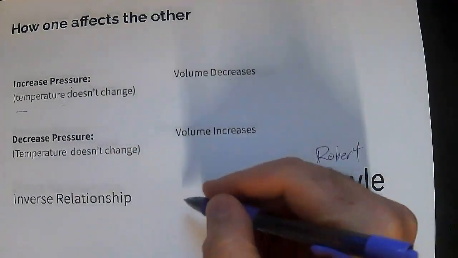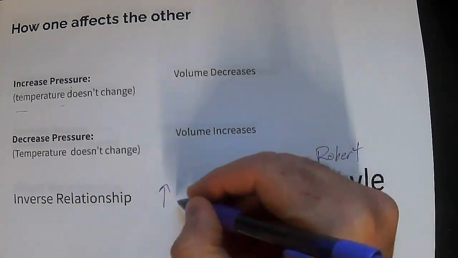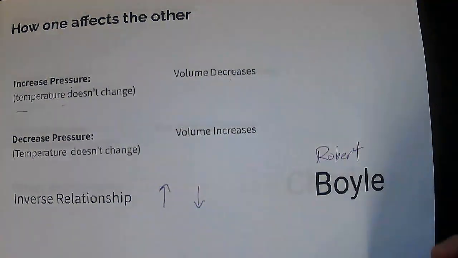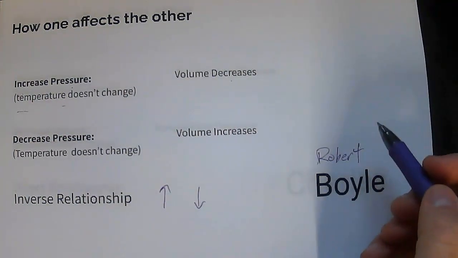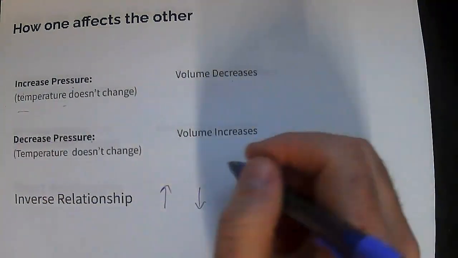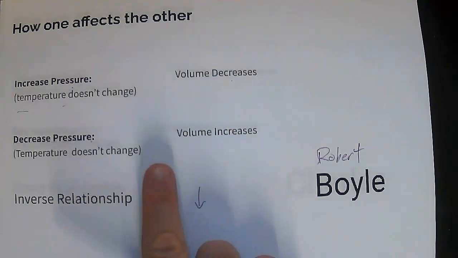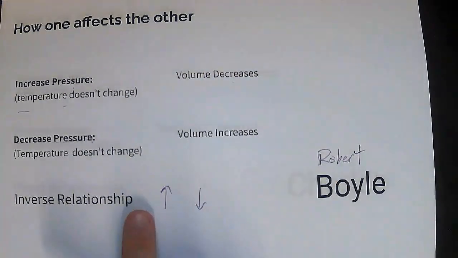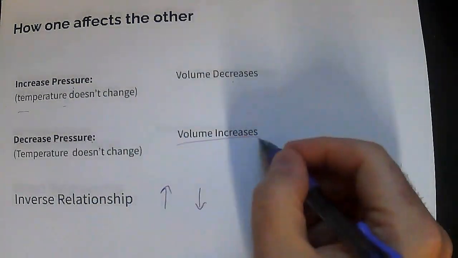That's what we call an inverse relationship. When one goes up, the other goes down. Okay, and so now what if we decrease the pressure? Again, because it's an inverse relationship, as one goes down, the other one's going to go up. The volume increases.